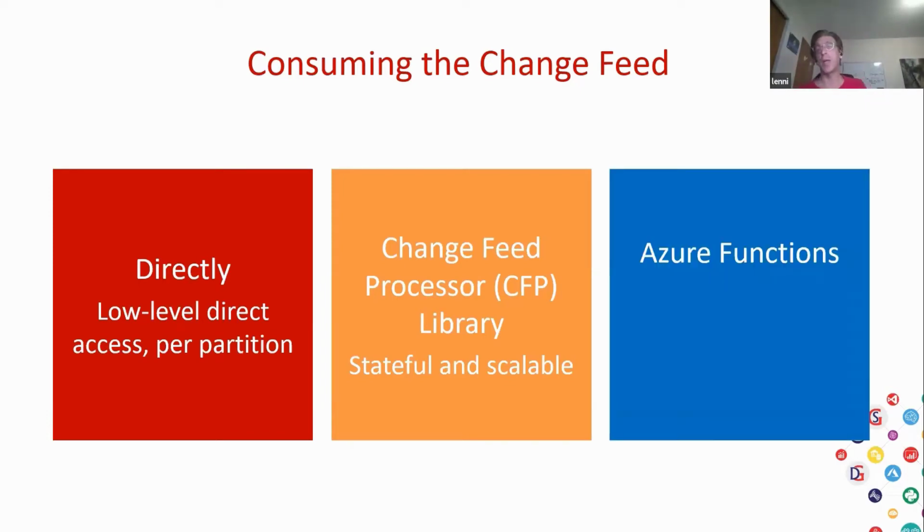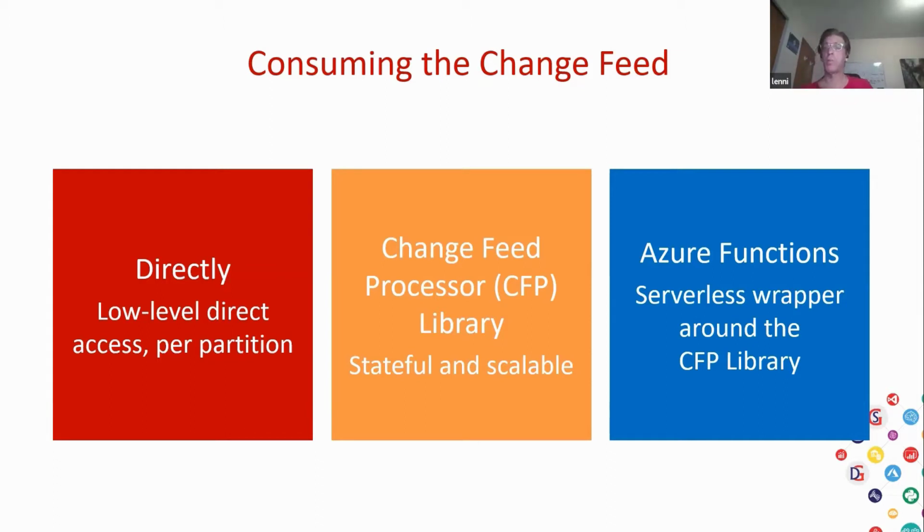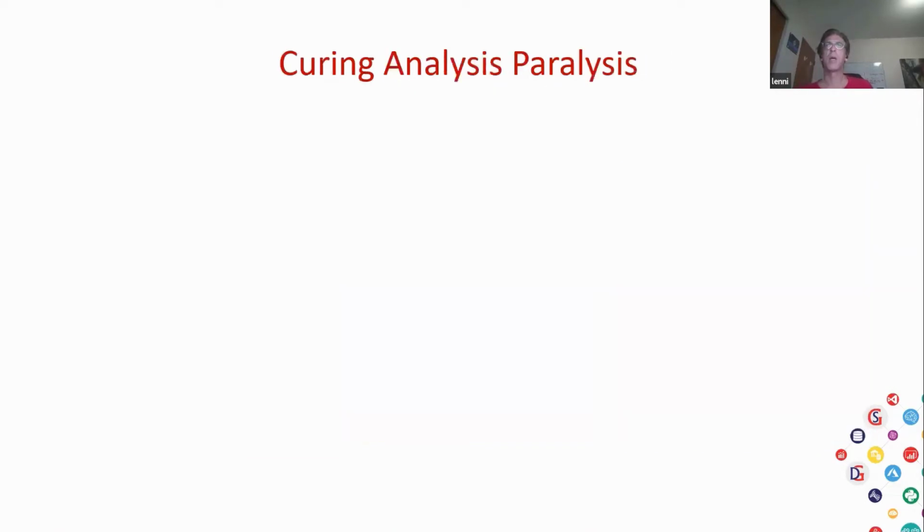And one of the easiest ways to deploy something to the cloud around the CFP library is to use an Azure function. It's a serverless wrap around the CFP library. There are, of course, other options where you have more control over the deployment. But for Azure Functions, that's the way we're going to go for the demo today. You'll see how it's quick and simple to get this up and running.